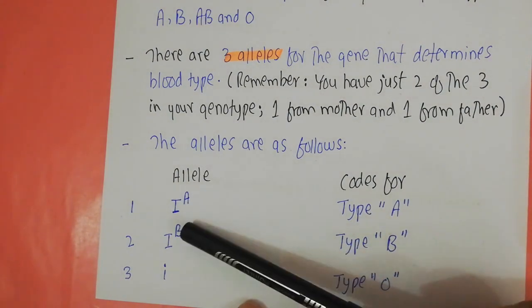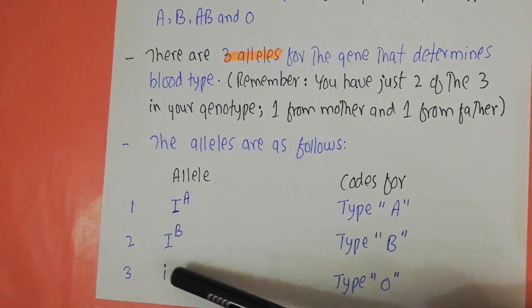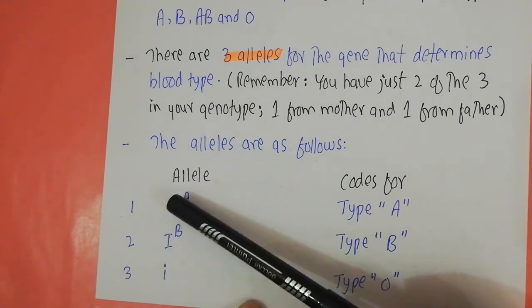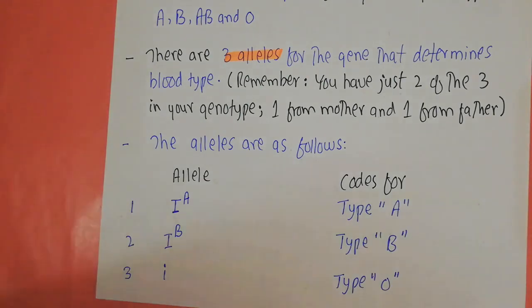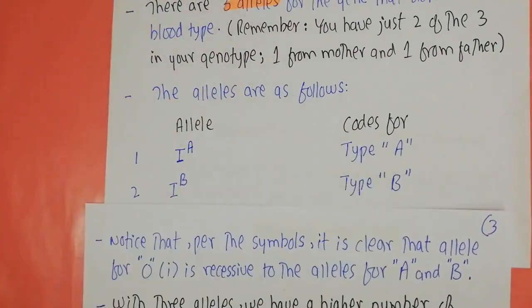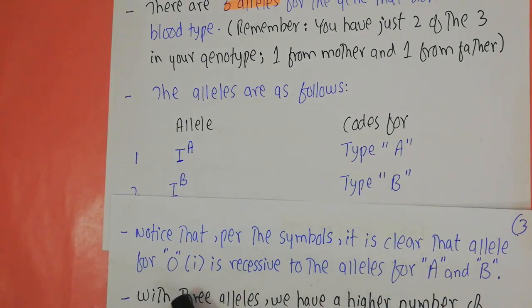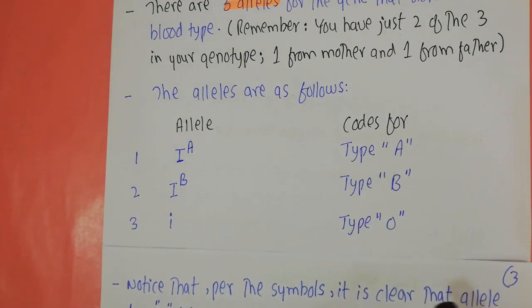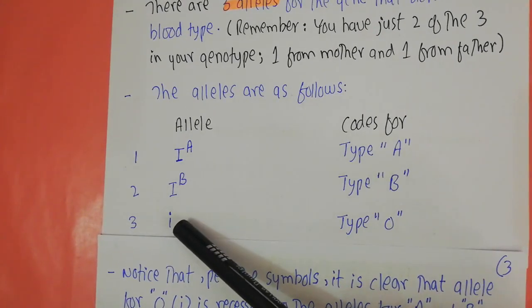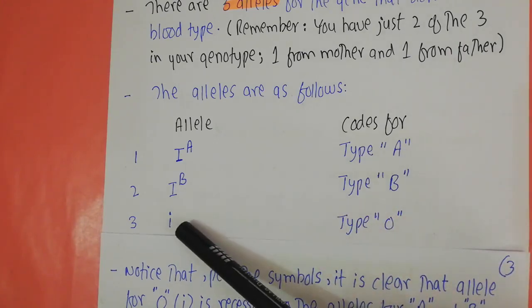If you look at these symbols over here for these alleles, you can actually see that with allele A and allele B, we are writing this capital I over here. Now let me show you them. These symbols say that the allele for O is recessive to the alleles A and B, because we are expressing the allele A and B in capital letters, and we are expressing the allele for the type O in small letters. That means that the allele A and B are dominant over the allele i.